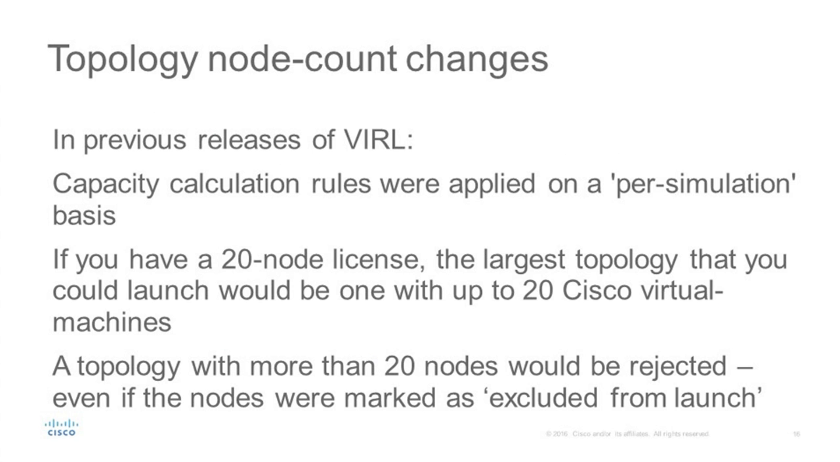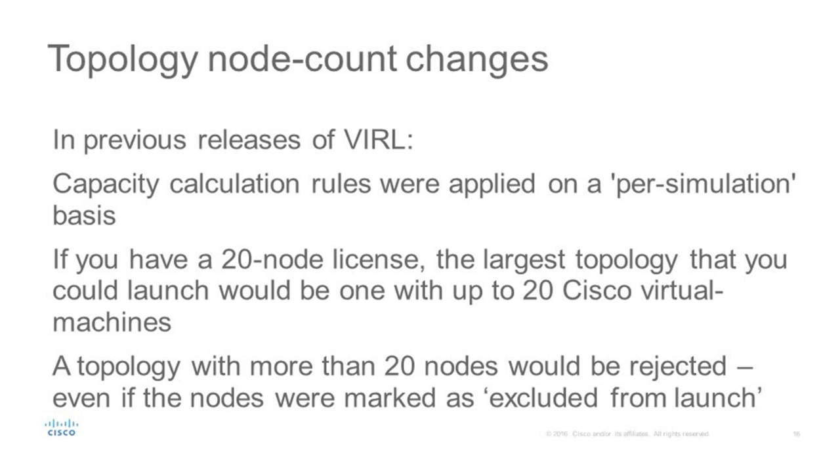Major change that we're introducing with this release. Historically, we have looked at VIRL files as one big thing. So if you have a 20 node license, for example, and you've got a topology which is larger than 20 nodes, so 20 virtual machines or 20 Cisco virtual machines, the system will look at it, do the calculation and say, no, there is the potential for you to try to run more. I'm going to reject that simulation.